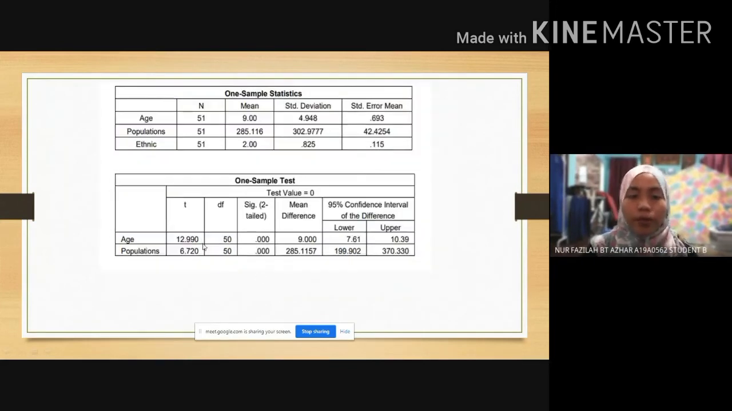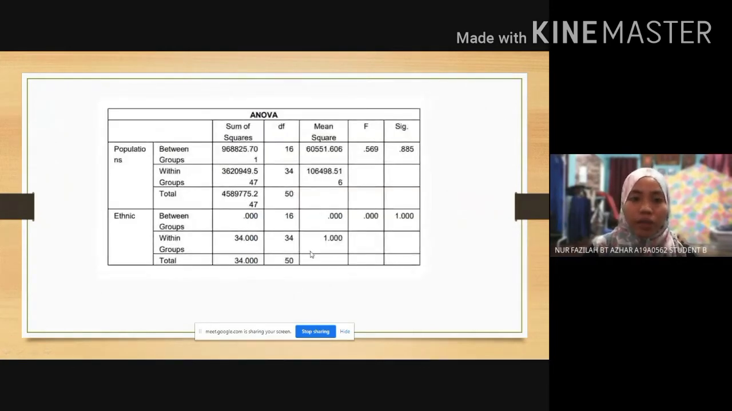Okay, next for hypothesis testing, we have t-test and also ANOVA, and the confidence interval of 95% difference is lower 7.61, and upper for age 10.39, and conclusion 199.902 for lower, and upper 370.330.